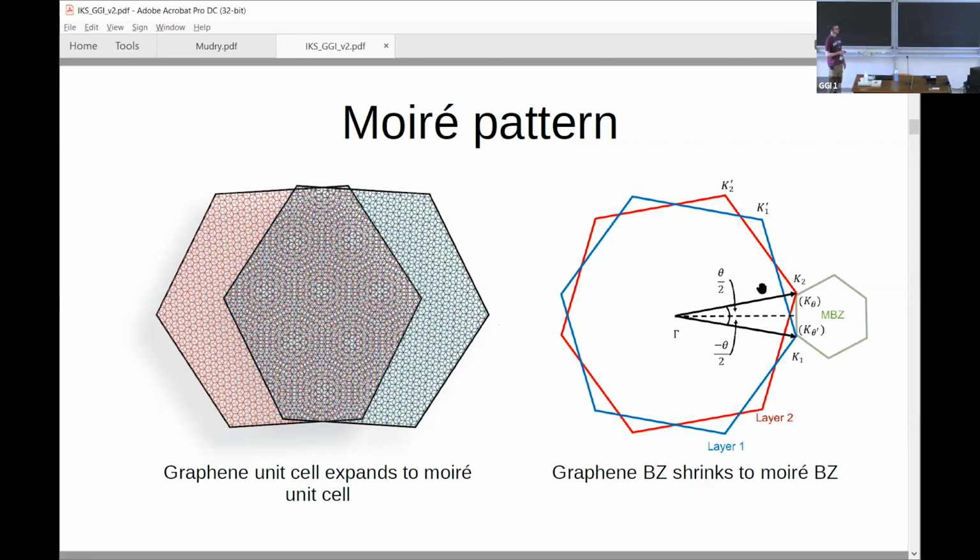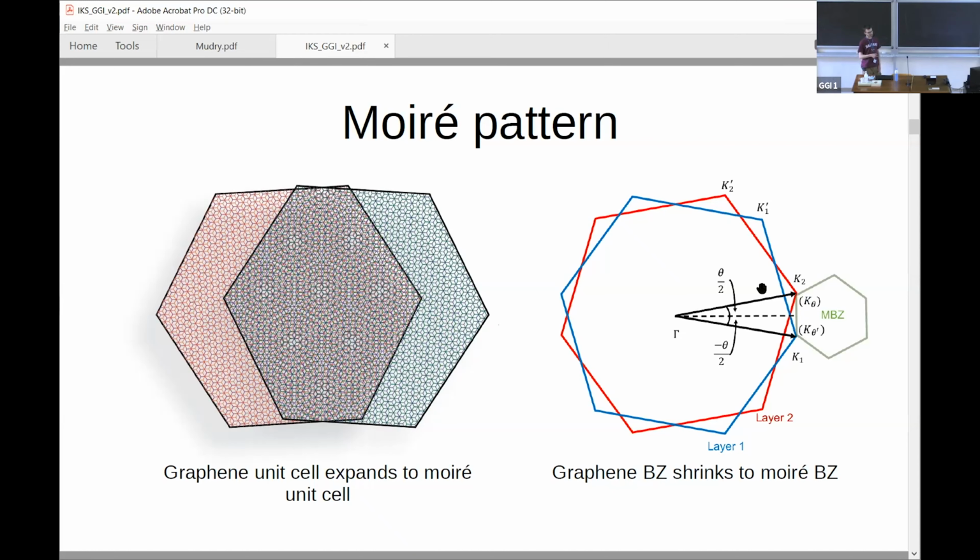So what you've done is expand the unit cell so that it is much larger than the microscopic graphene unit cell. And what that means in reciprocal space is that you've shrunk down your Brillouin zone. On the right, I'm showing the two Brillouin zones of the two layers, one in blue and one in red, twisted by the small twist angle relative to each other. Now that you stack these two layers on top of each other, you end up with this mini Brillouin zone, which is much smaller than the individual Brillouin zones.